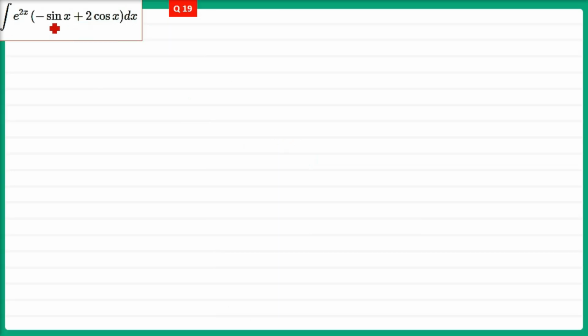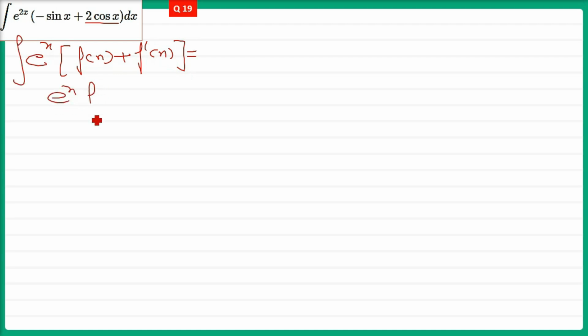Now e^(2x) (negative sin x plus 2 cos x). If you take 2 cos x and you also have e^(2x), the first blockade is e^(2x), because we need e^x (f(x) plus f'(x)). That's what we want. So this will be simply e^x f(x). That is your result. Because we have already done 18 questions, you already know that this formula can be applied anytime. But e^(2x) is an issue.